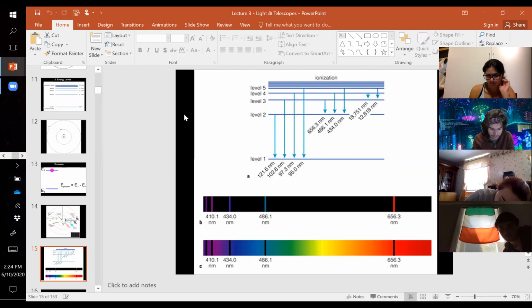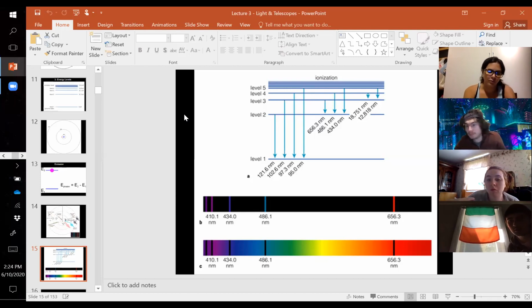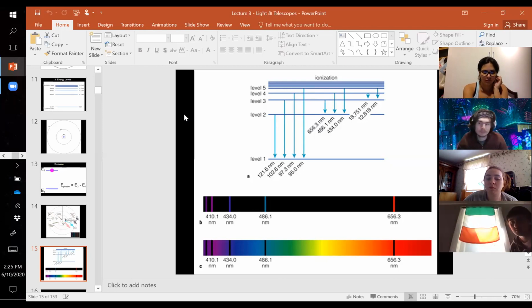Who knows their color mixing? I think it would be purple. Say that? Purple. Yeah, because red and blue makes purple, right?